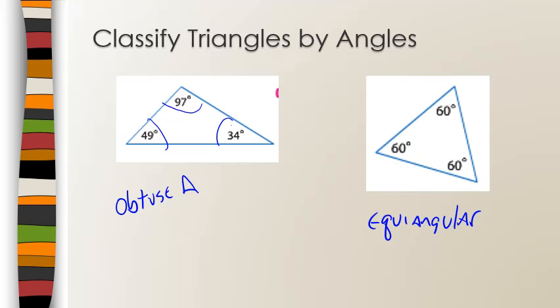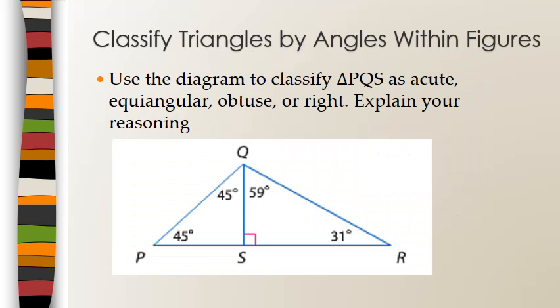Now let's move to example 2, where we've got triangles within figures. So we have to find which triangle we're looking at and then classify it. Let's look. Use the diagram to classify triangle PQS as acute, equiangular, or obtuse. Well, PQS. So we're talking about this triangle right here.